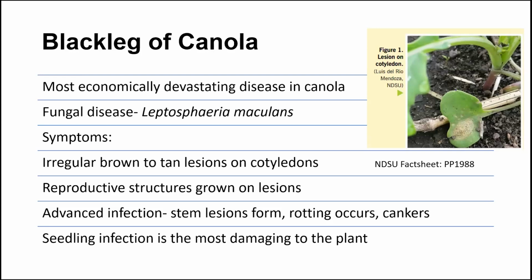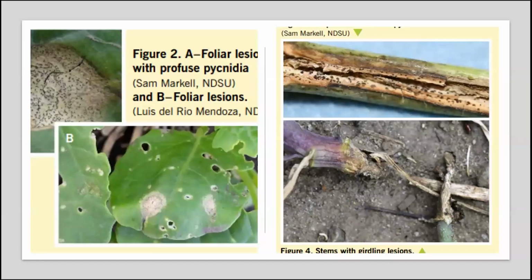The symptoms of it is irregular brown to tan lesions on cotyledons, and you can see that in the picture. There's a brown lesion on that cotyledon. The reproductive structures for this fungus grow in those lesions. In advanced infection, you'll have stem lesions form, rotting occur, stem cankers. The seedling infection is the most damaging to the plant. So it has been reported, and I have a few more pictures of it. So these again are some pictures from North Dakota and from Canada of this disease.